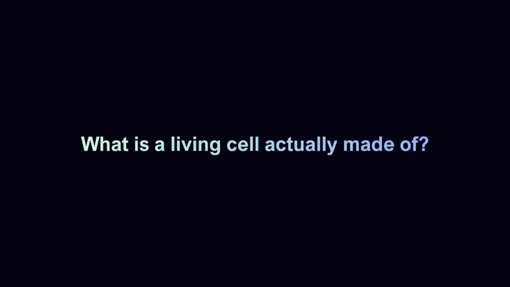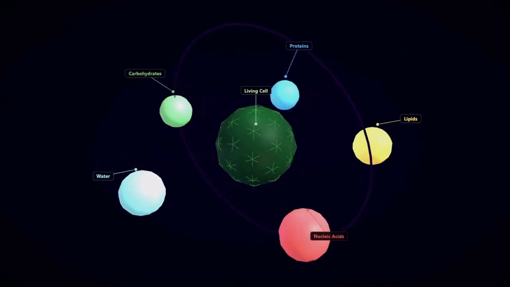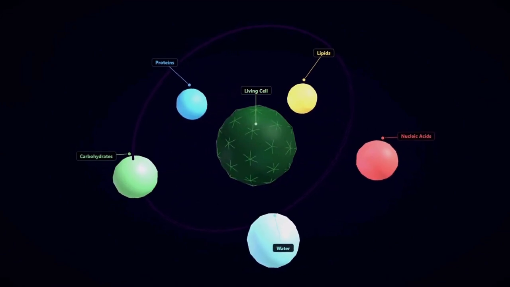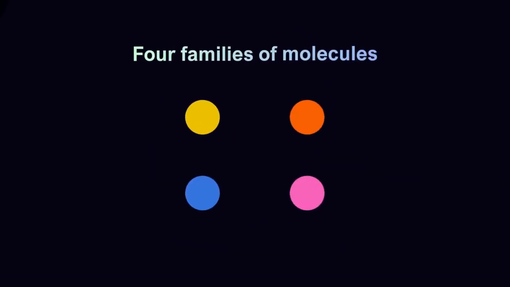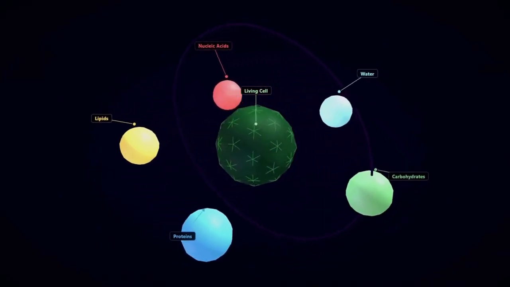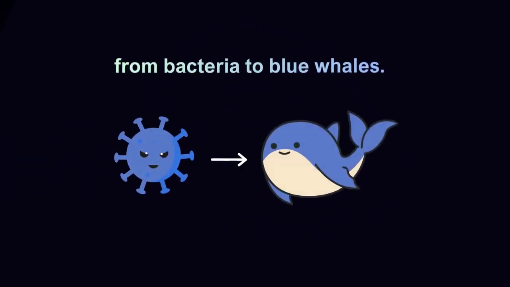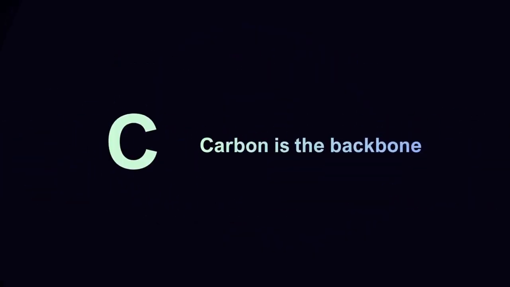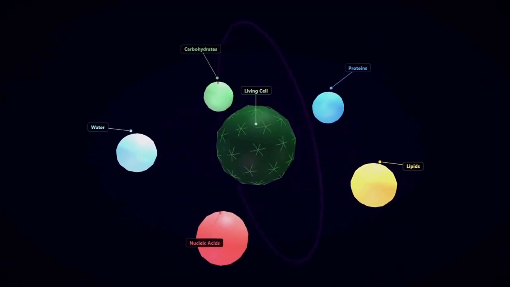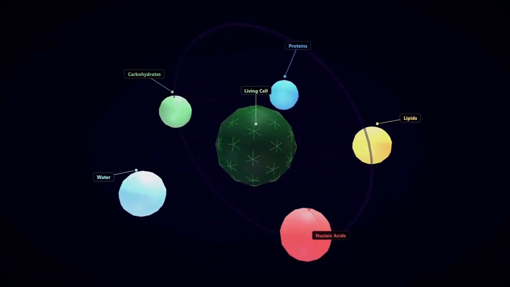Strip away everything. What is a living cell actually made of? You are at the atomic level, mostly empty space, but the parts that matter. 4 families of molecules: biological molecules, carbon-based organic compounds found in every organism on Earth, from bacteria to whales. Carbon is the backbone because it is the only element that forms 4 stable bonds, letting it build the chains, rings, and branches that complexity demands.